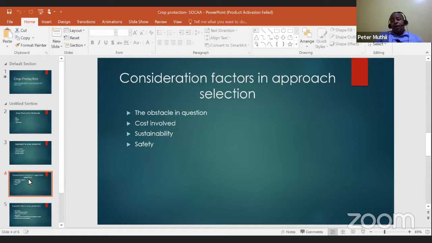So there are factors that we consider most when we are choosing the right crop protection approach. One, you want to understand which obstacle I really want to address. For example, you want to clear some weeds in your farm and you're growing a crop like onions. So you want to understand what kind of weeds I will be addressing in this field of onions, yeah? Is it in the same family as the onion? How many types of weeds do I have in that field? So you might want to understand the kind of problem that you're attacking.